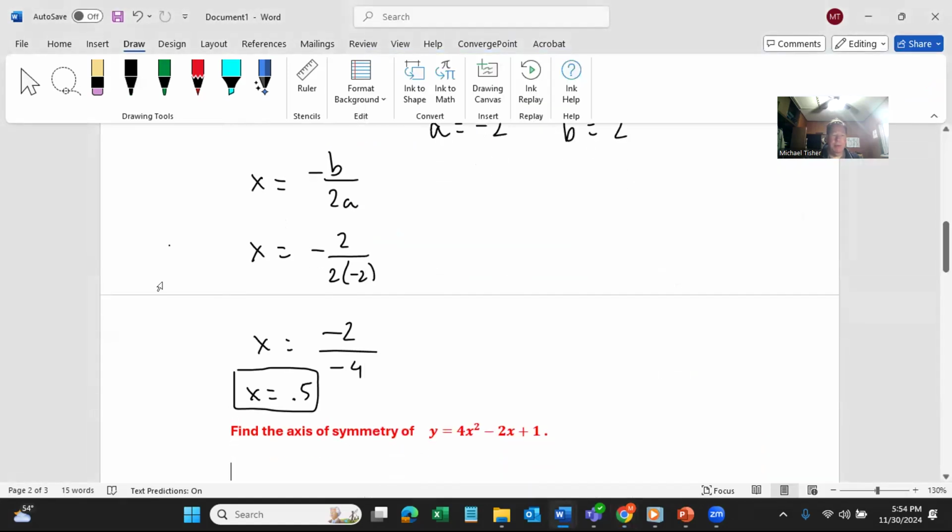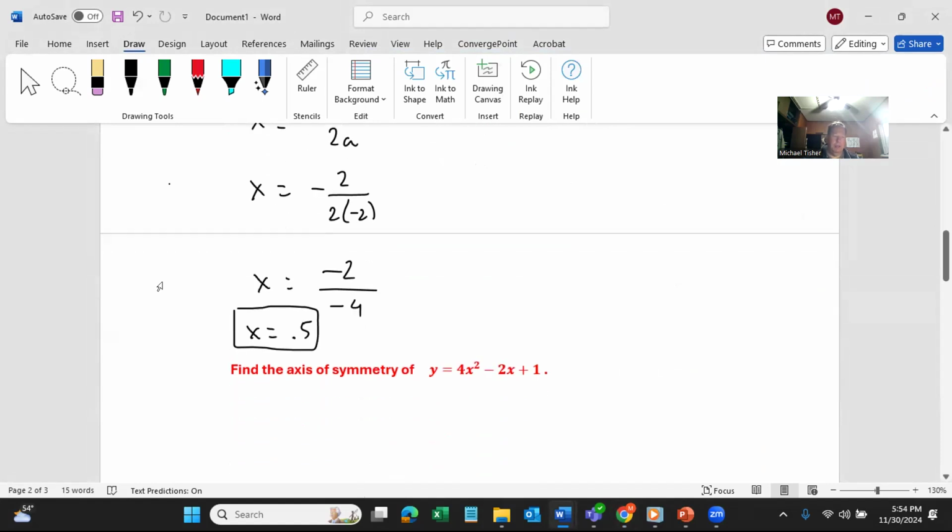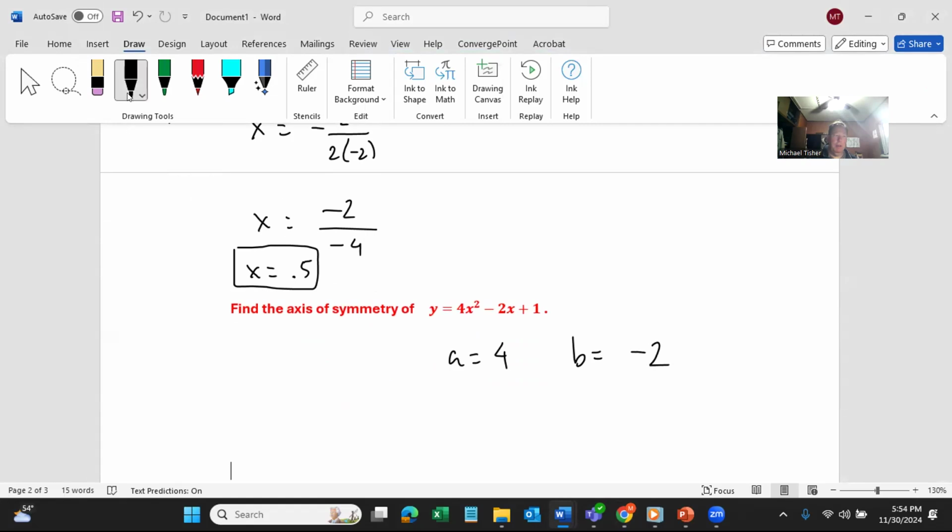Let's find the axis of symmetry of y equals 4x squared minus 2x plus 1. All right, so here again, we need a and b. In this case, a is 4, because that's the coefficient of x squared. And then b is negative 2, because negative 2 is the coefficient of x. And again, we'll have x equals negative b over 2a.